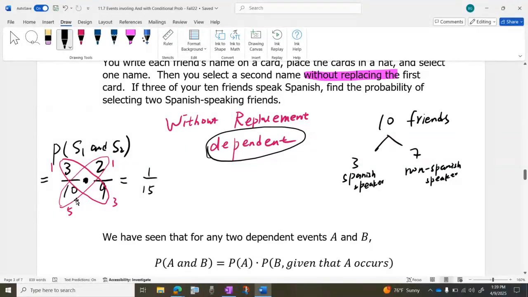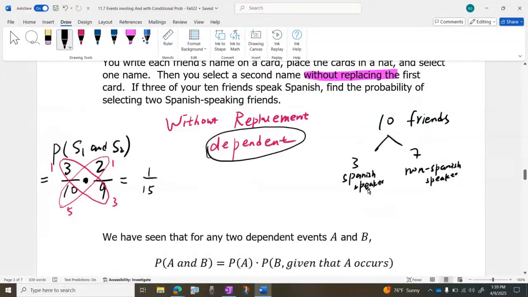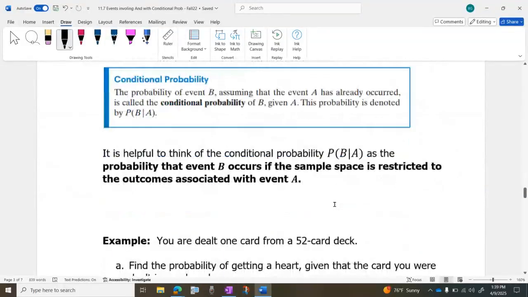When you find that probability, the situation, the setting has changed. The sample space shrunk, and the outcomes in the sample space also changed. Like this time, you don't have 3 Spanish speakers anymore. You only have 2 left. Okay.